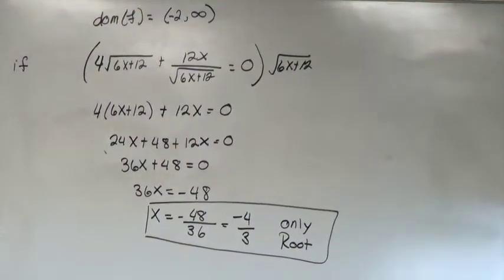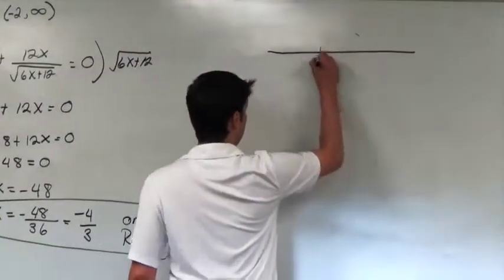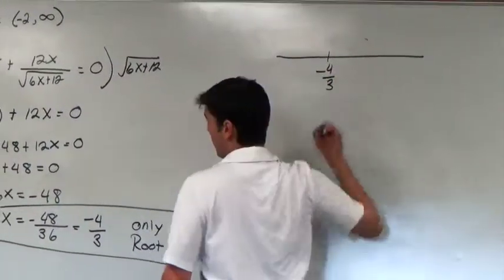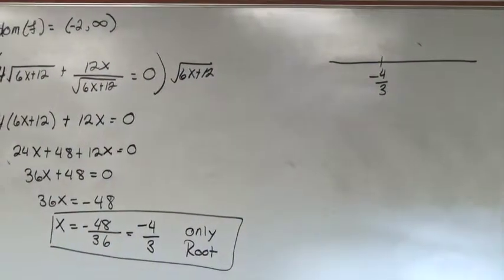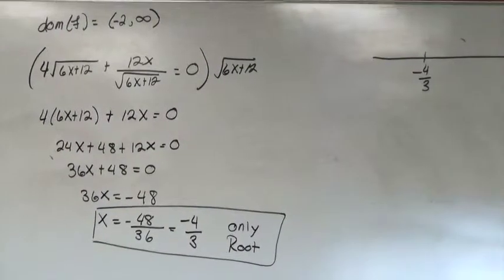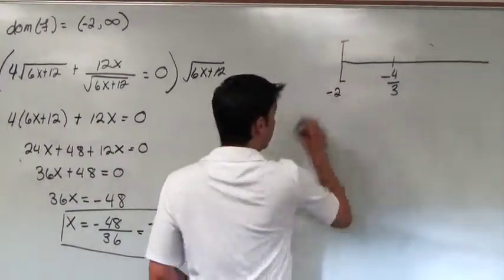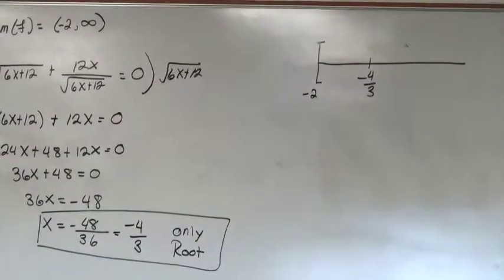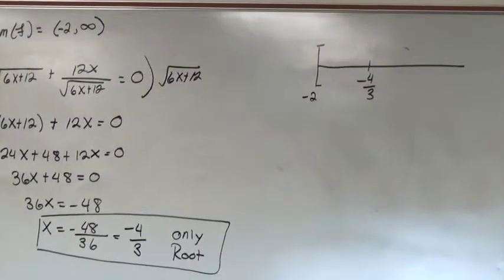All right, so now on a number line, I'll place my root of negative 4/3. But also include your domain restriction. Remember, this function does not live for values of x less than negative 2, so we cannot go beyond here. Now, you can do this with a calculator, but watching me type stuff into a calculator won't help.